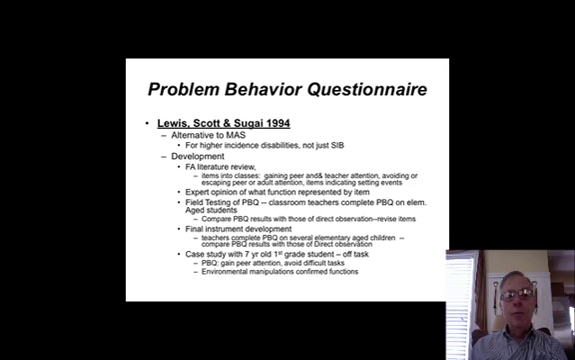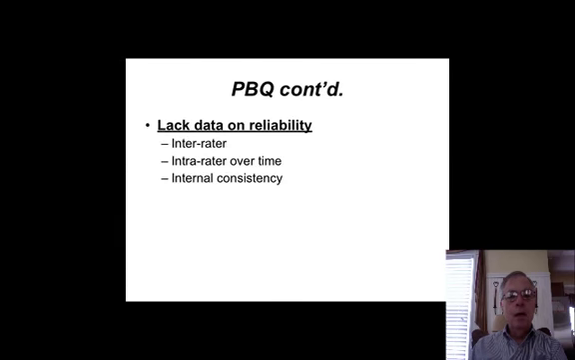In 1994, the Problem Behavior Questionnaire was an alternative to the Motivational Assessment Scale. It was done for higher incidence disabilities, not just SIB. It was based on a literature review, expert opinion of functions of behavior, and they did case studies with children to try to look again at why people engage in these behaviors. They lack data on reliability, either inter-rater, over time, or internal consistency. So they really aren't able to support this Problem Behavior Questionnaire.